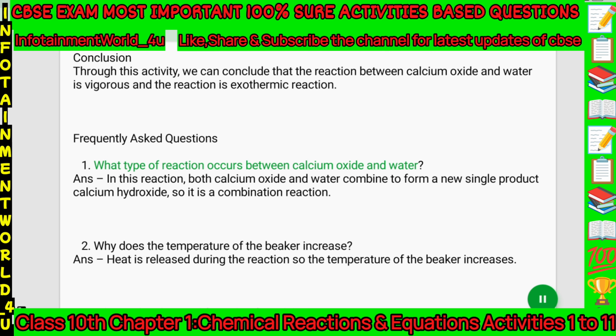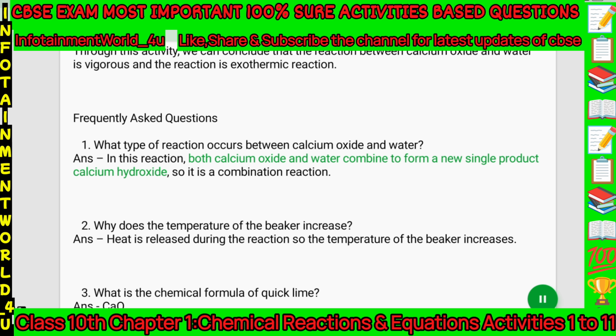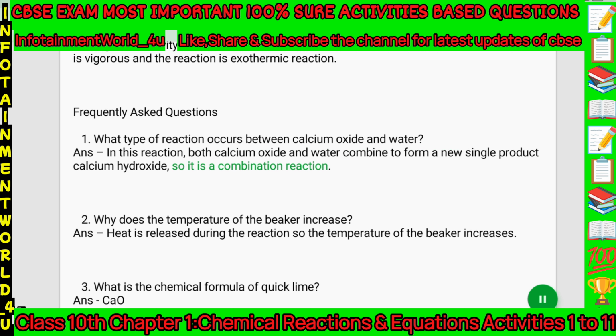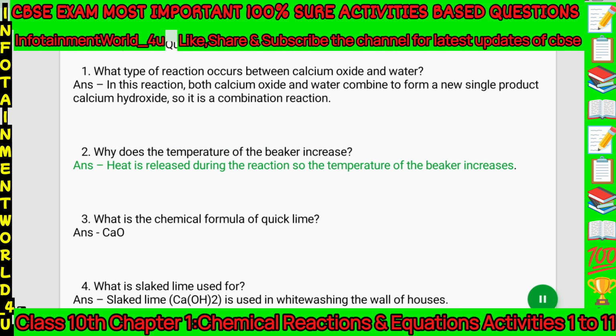1. What type of reaction occurs between calcium oxide and water? Ans. In this reaction, both calcium oxide and water combine to form a new single product, calcium hydroxide, so it is a combination reaction. 2. Why does the temperature of the beaker increase? Ans. Heat is released during the reaction, so the temperature of the beaker increases.